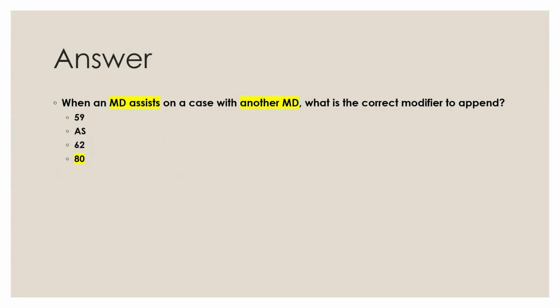Obviously, we can immediately eliminate modifier 59 as we are not discussing a distinct procedural service. The AS modifier would not apply because we have an MD assisting another MD. And modifier 62 would not apply because it is not two physicians performing separate portions of the case. We can only go based on what the question gives us, not what we could assume is being done.